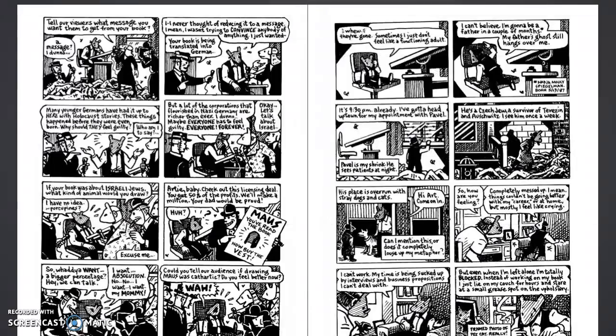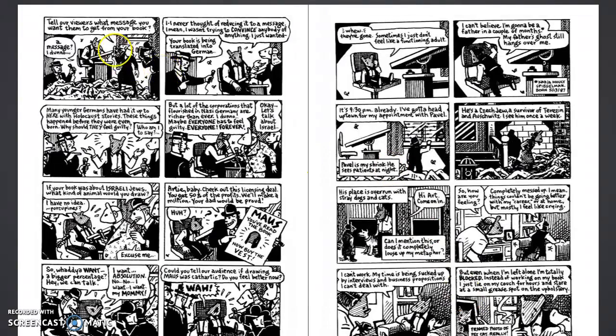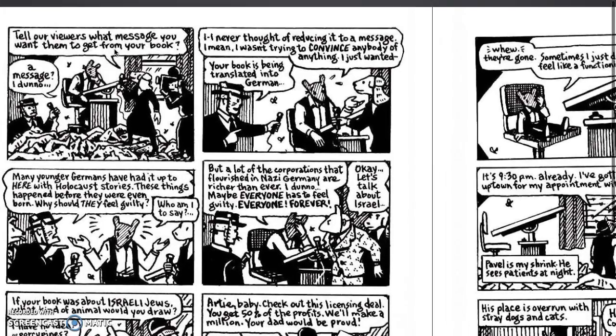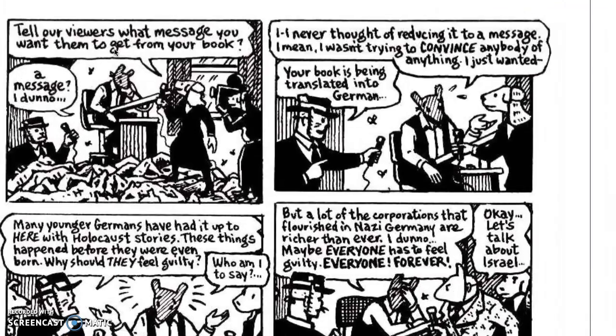So if we flick over, then we've got this panel here, and we're looking at the reporters, and notice they're different nationalities here, which is really interesting.